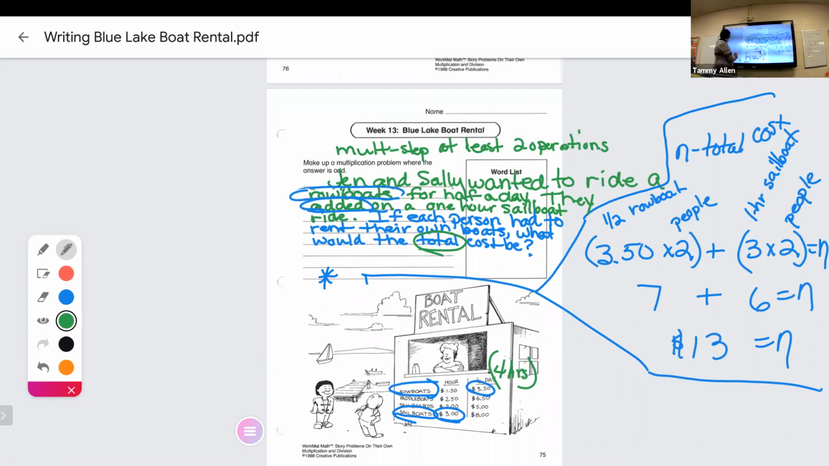Whoops, we don't need the word up here. Just put a second. One way. Sailboards for half a day. And on a 1-hour sailboat ride, each person had to rent their own boat, so what would the total cost be?